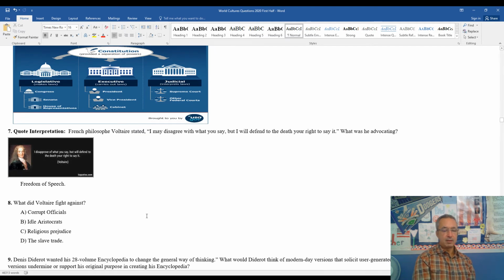When you look at the different things that Voltaire fought against, corrupt officials in government, in France in particular, and when we'll look at the French Revolution, you'll see some of the corruption that was inherent in France during that period of time in history.